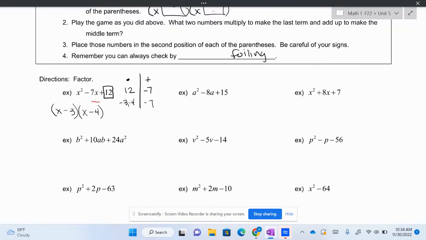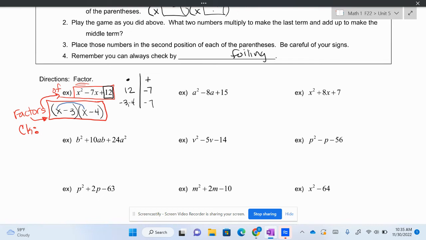So this is the factored form of this, meaning these are the factors. That's what we're doing. We're factoring it, right? So these are the factors of this trinomial. Now let's suppose that you want to check it. Let's do a check really fast. Let's check this and make sure that this idea works.